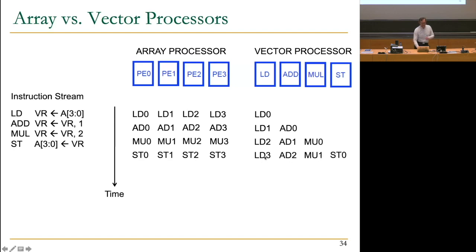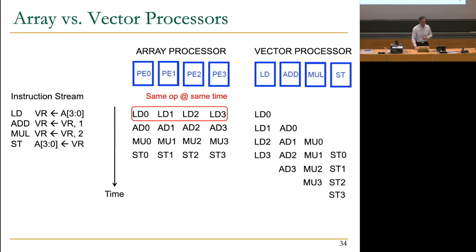And then this is the steady state, if you will. You're loading the third element, adding to the second element, multiplying the first element, and storing the 0th element. And then you keep doing this. Okay, you can see that vector processor takes longer because its resources are, let's say, more frugal. It's not as expensive as an array processor. But this is the time-space difference. If you look at a vector processor, you do the same operation at a given time. And this is the time axis over here, and this is the space axis.